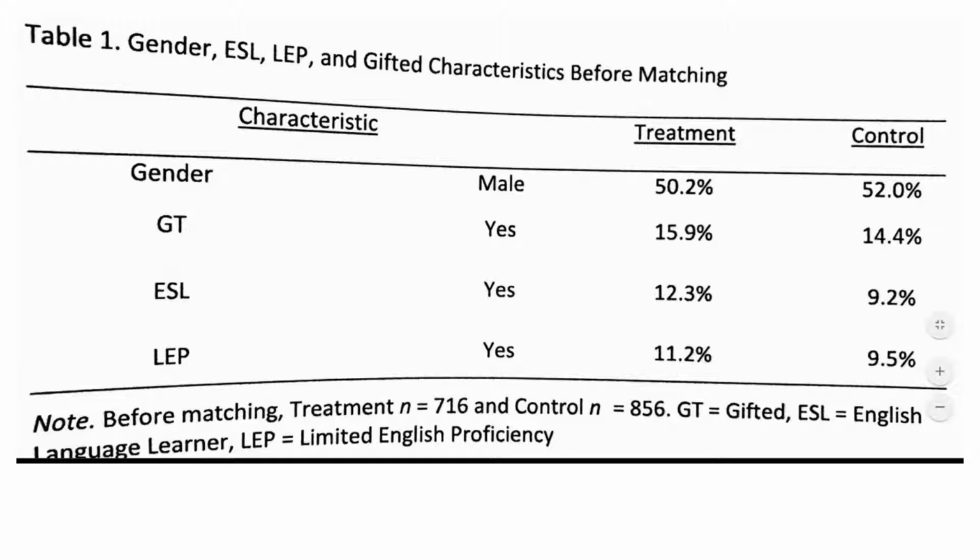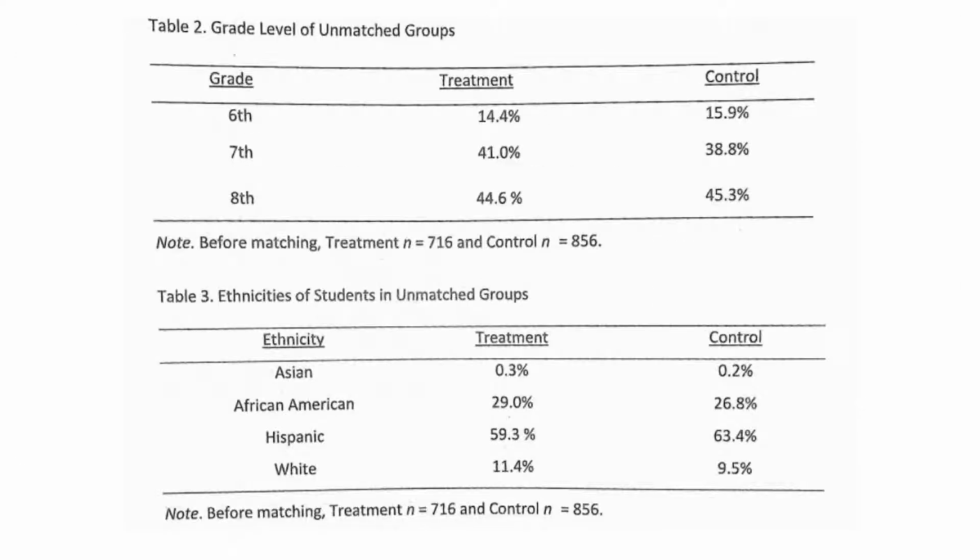Now, they did GT, ESL, English as a second language, and LEP, which is limited English proficiency. So they were all male. And here's the results of this one. This is before matching. Table 1 and 2 obviously is going to show the middle school, 6th, 7th, and 8th grade, the treatment and the control groups, and their ethnicity. They broke it down not only by grade, but then if they were Asian, African American, Hispanic, or white. I'll give you a second to look at those.